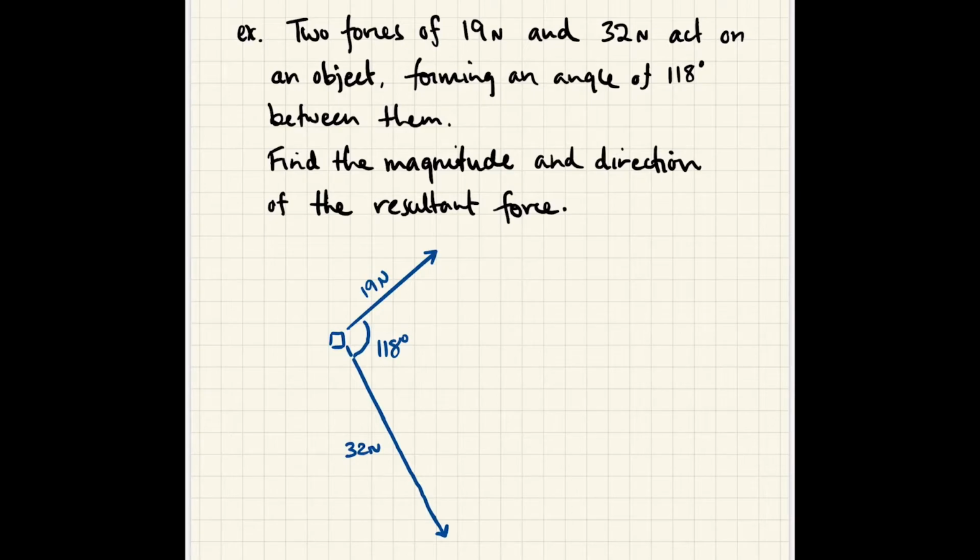Again, the orientation of the diagram could have been rotated. Probably it would have been easier just to start with the 19 at level and then swing out from standard position 118 degrees for the 32, and maybe draw it like that. Okay, so very good. Now let's draw our resultant.